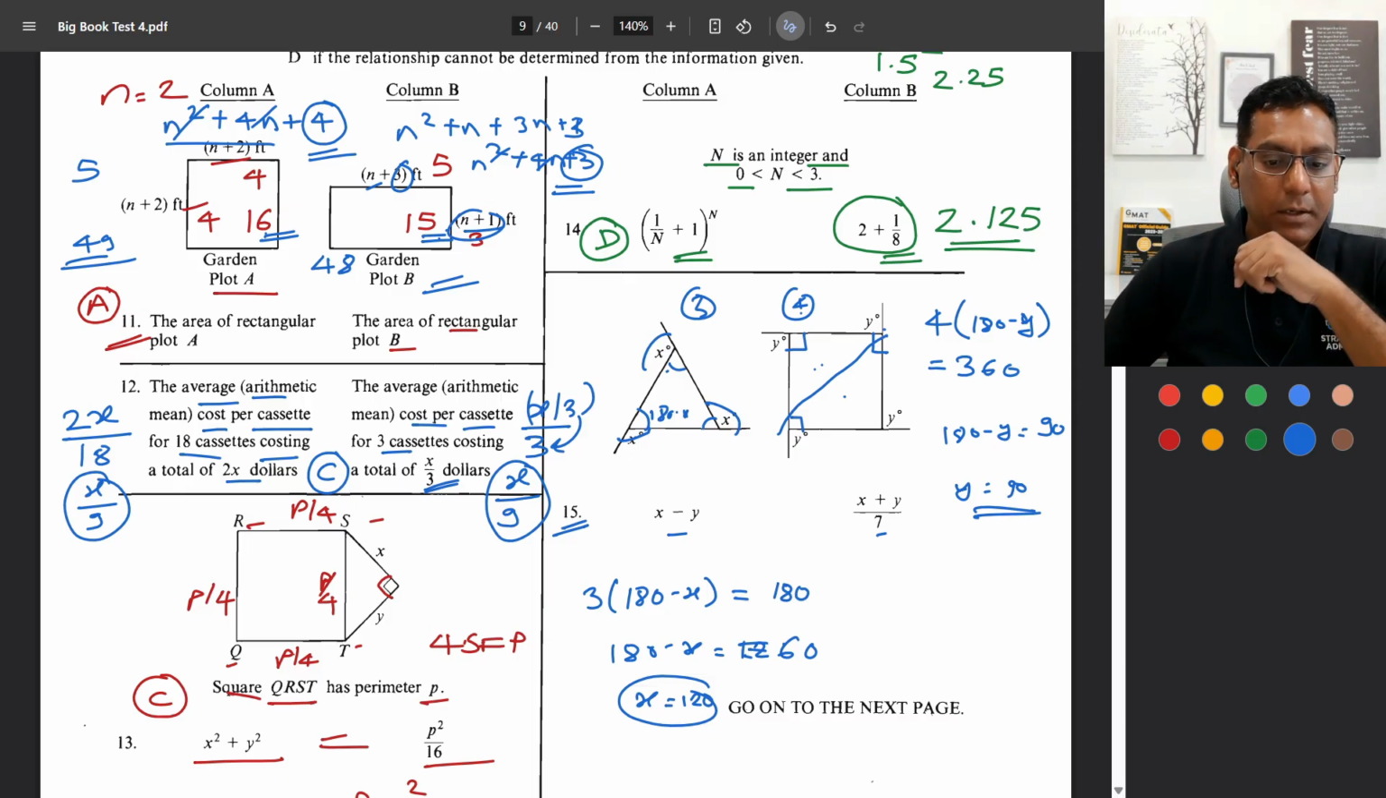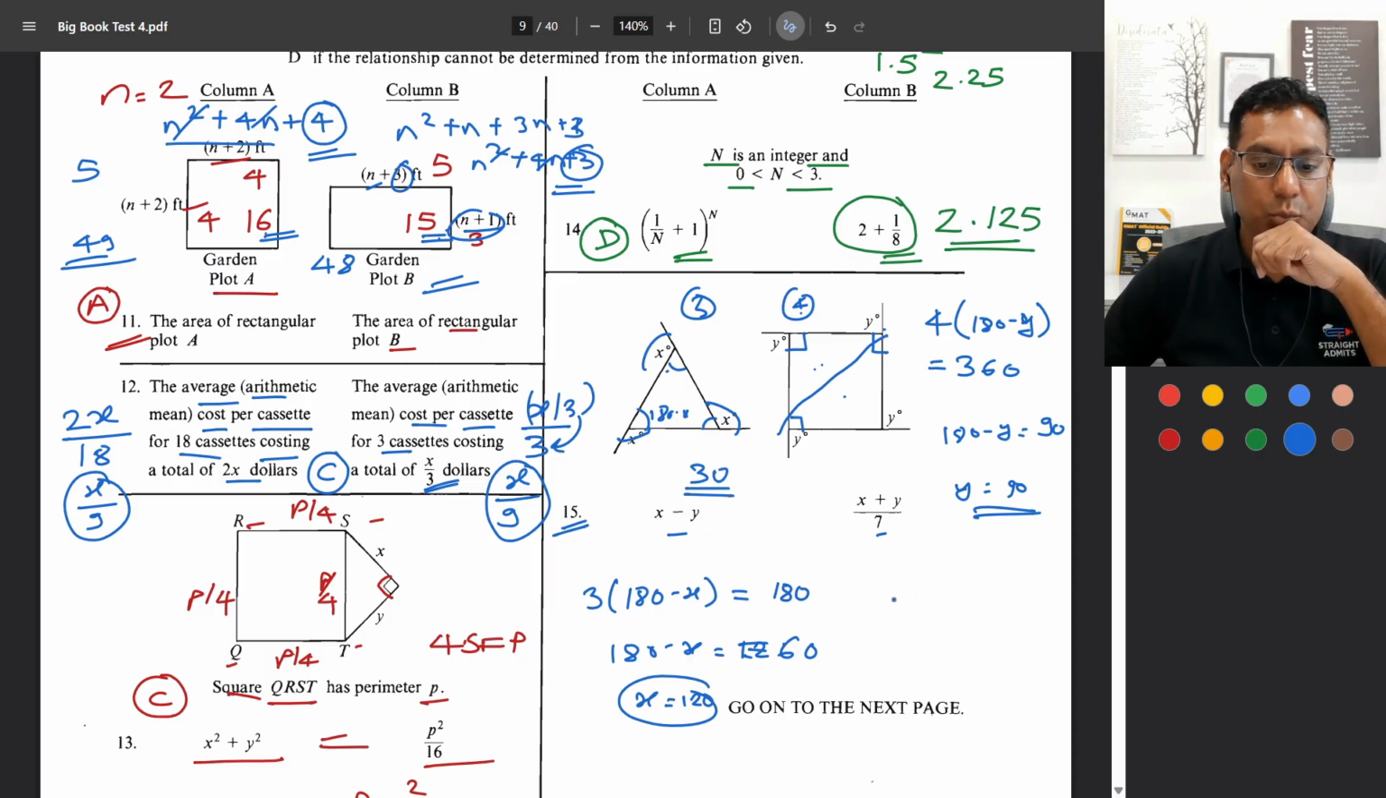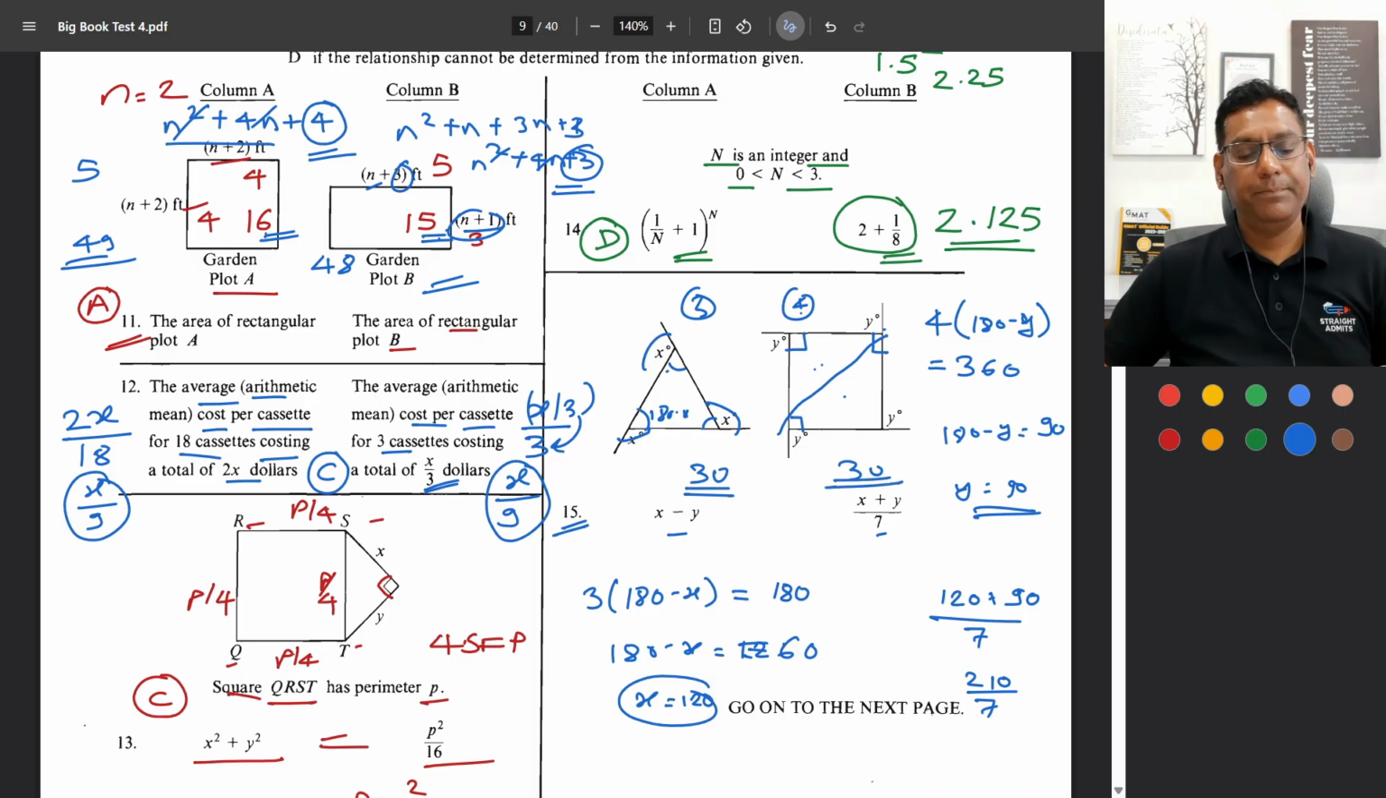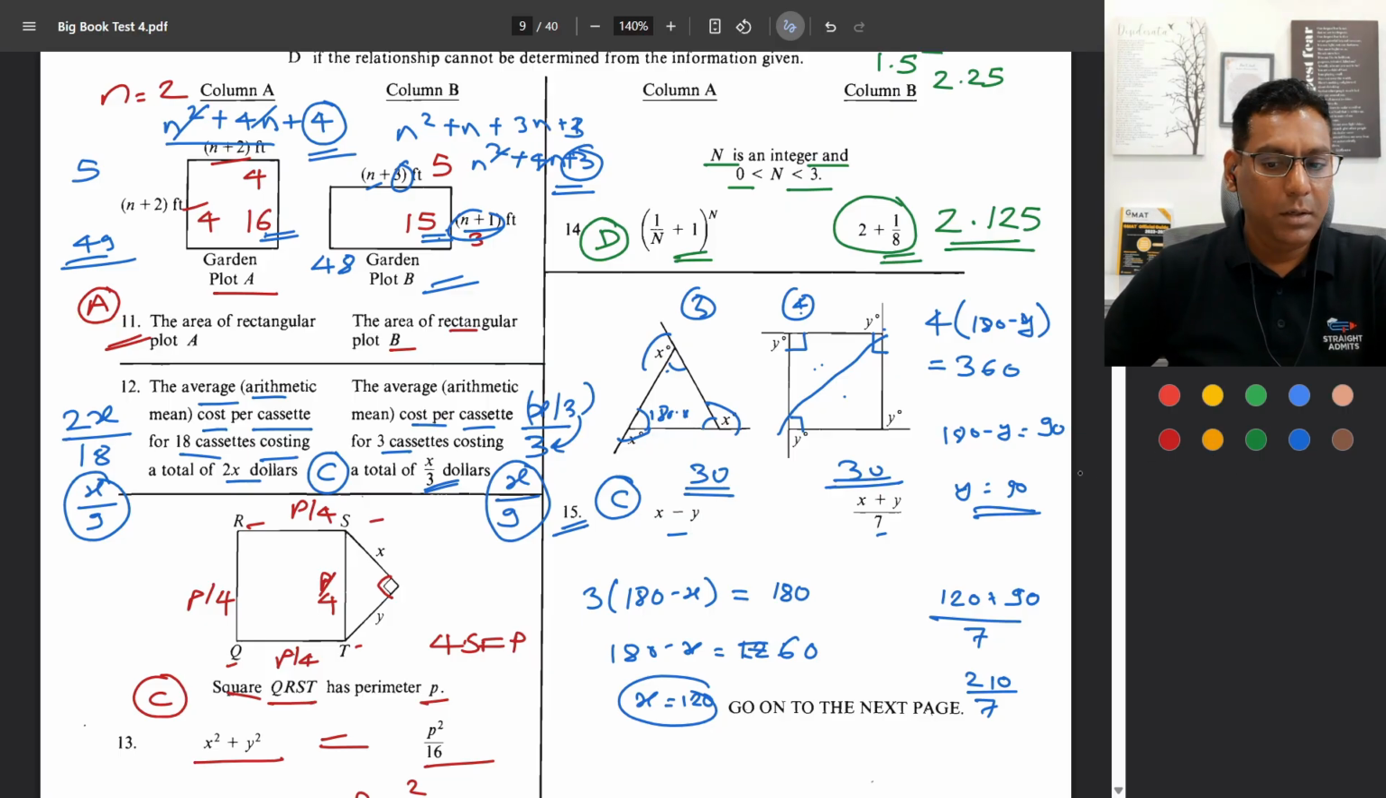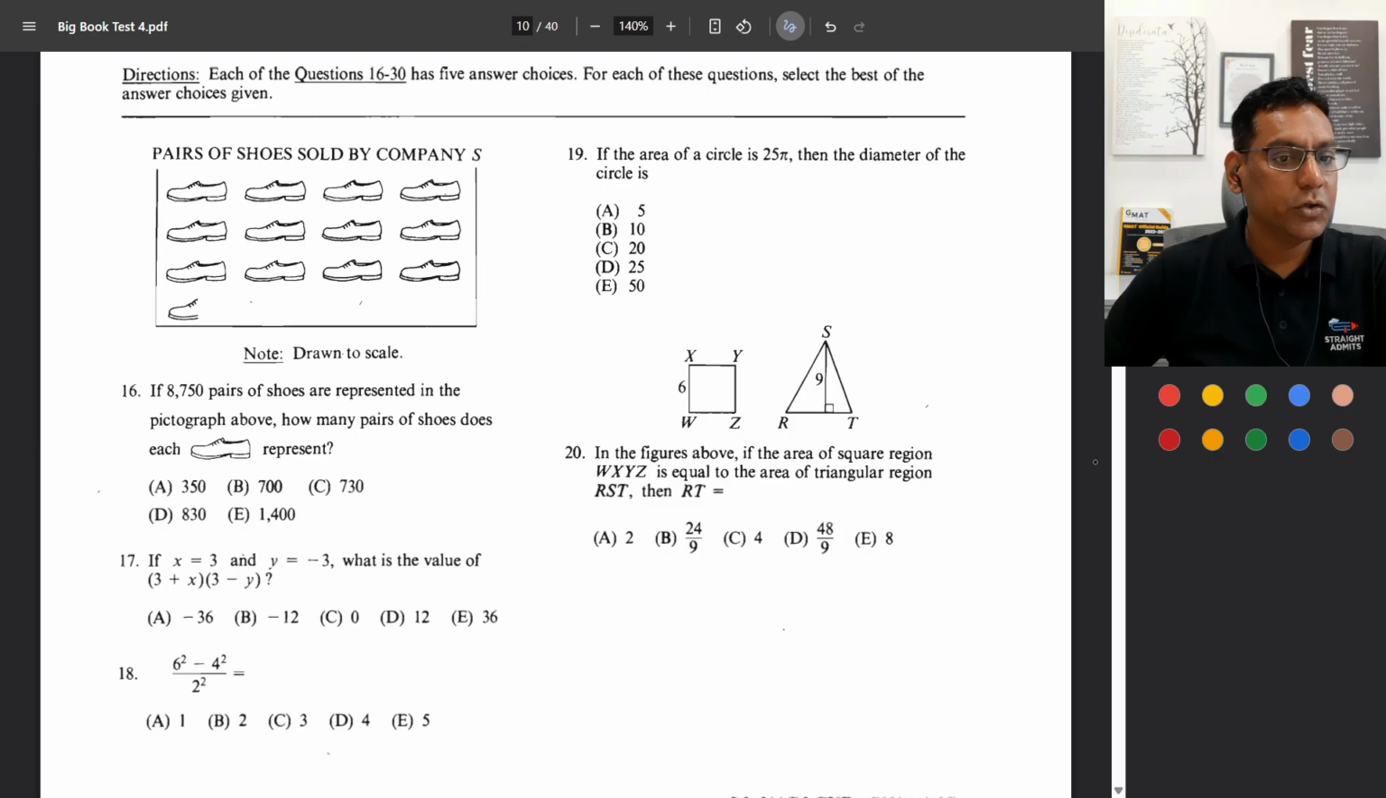Now let's do it. x minus y is 120 minus 90, so that is 30. And x plus y by 7, x plus y is going to be 120 plus 90 by 7, that is 210 by 7, that also gives us 30. So answer choice C, both quantities are equal. Let's move on to question 16.